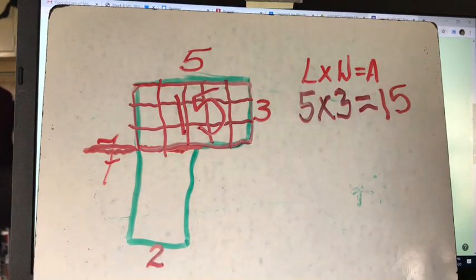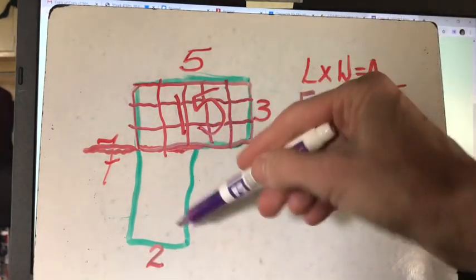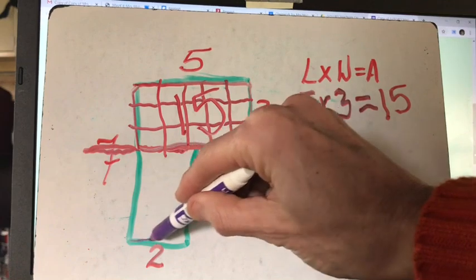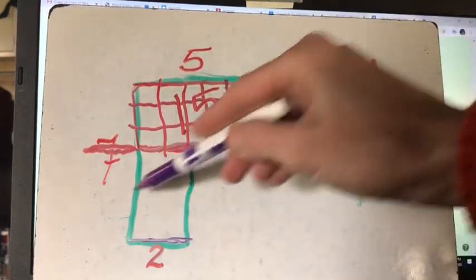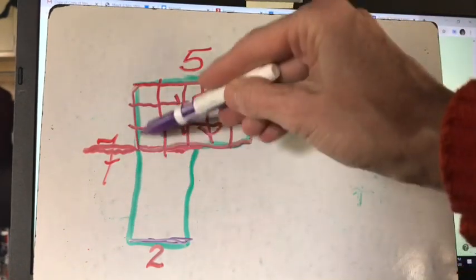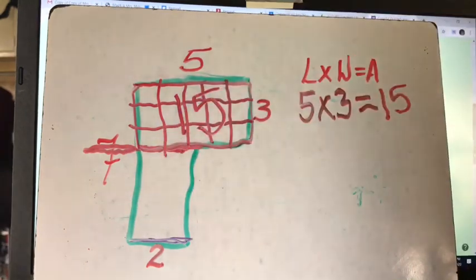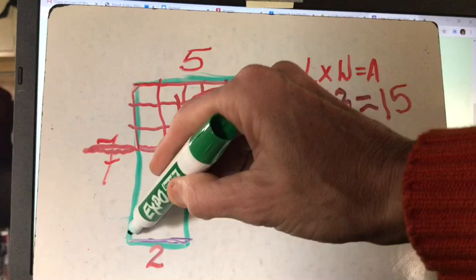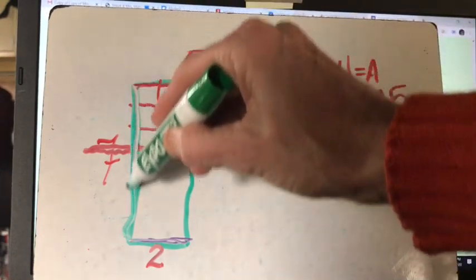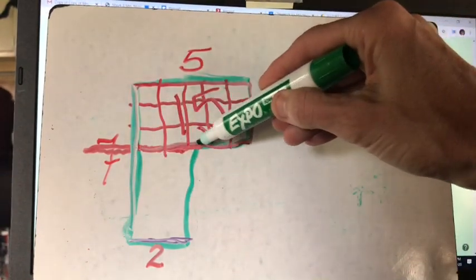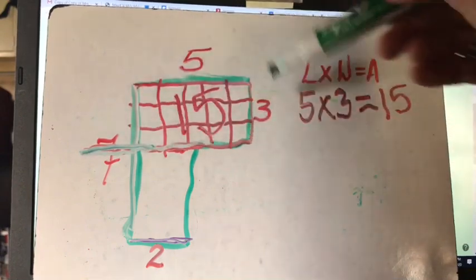Now let's look at the bottom. This rectangle, I know this is 2 right here. My problem is this right here. I don't have a number on either side. What I do have is this whole line right here equals 7. But I cut it right here.